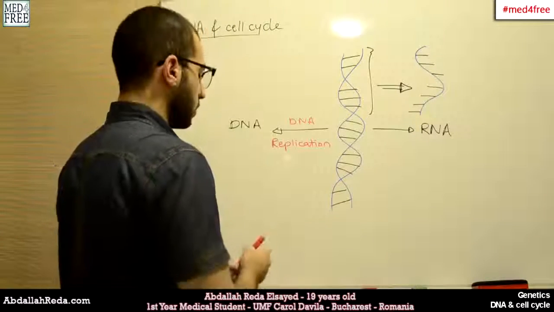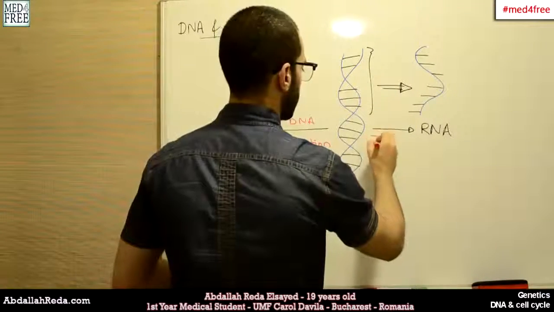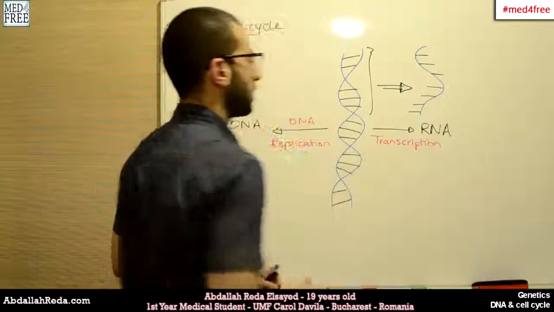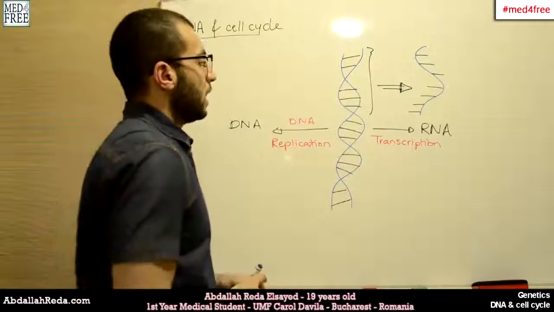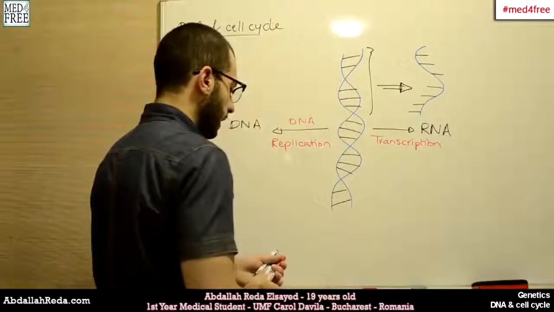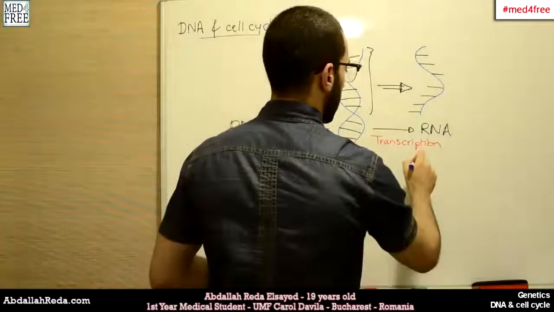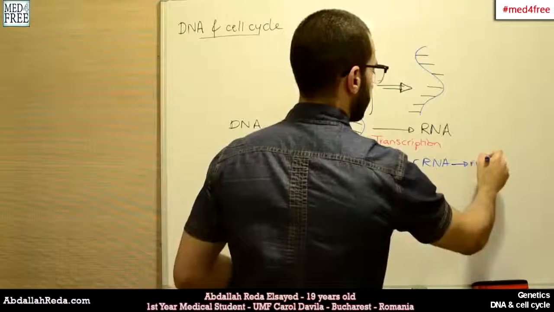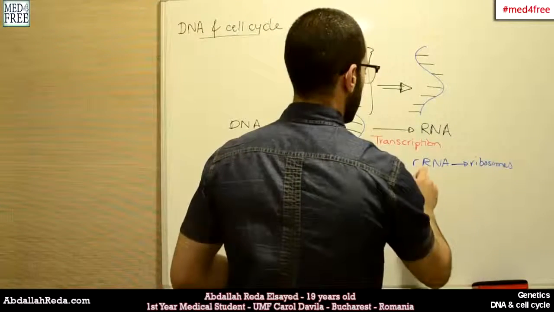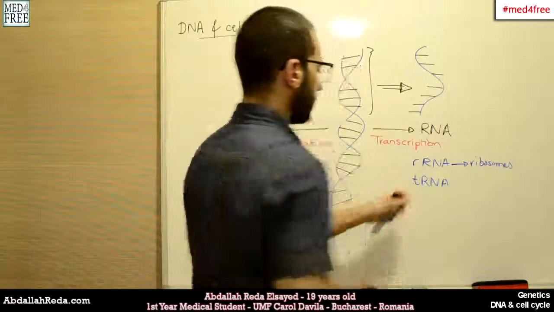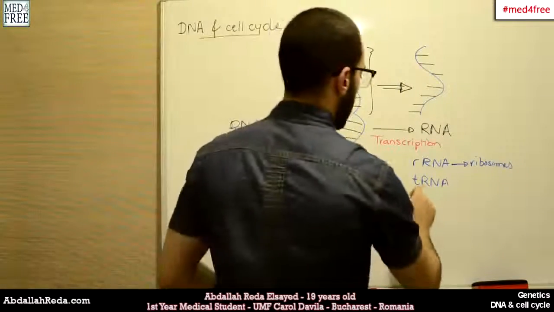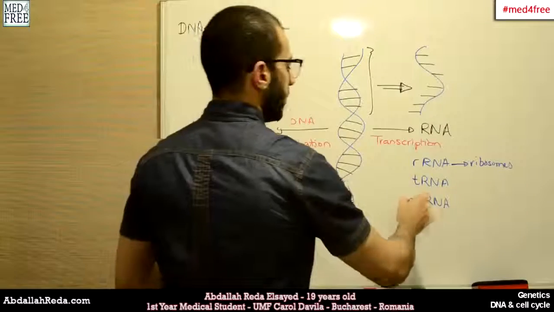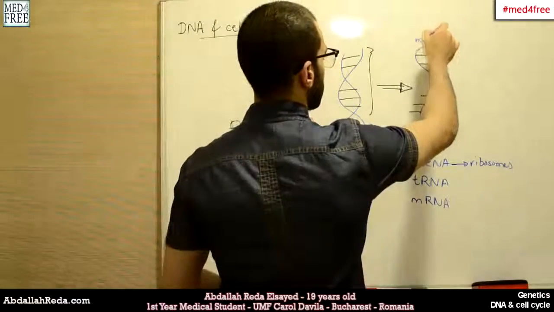This action is called transcription. And we have different types of RNA. We have rRNA, which is used to make ribosomes. We have tRNA, which, T stands for transfer RNA, and we have mRNA, messenger RNA. The messenger RNA is the one that looks like this.